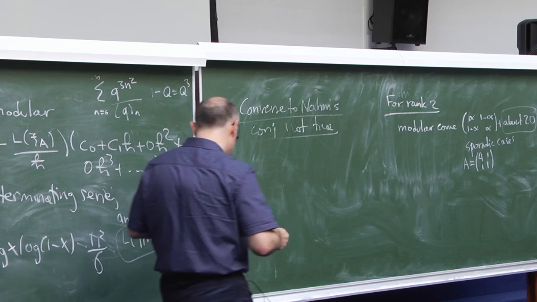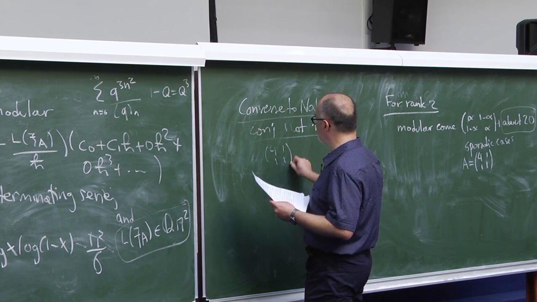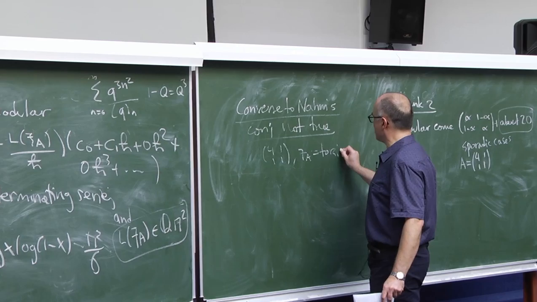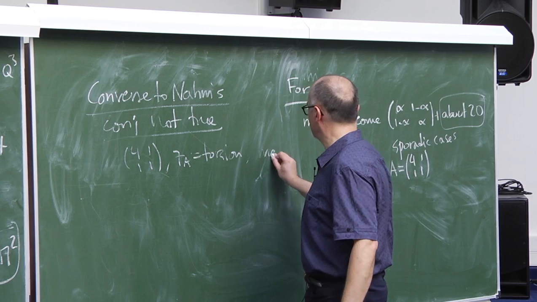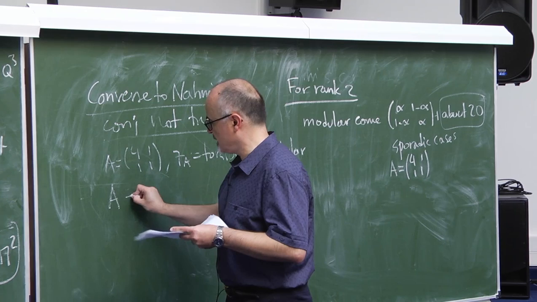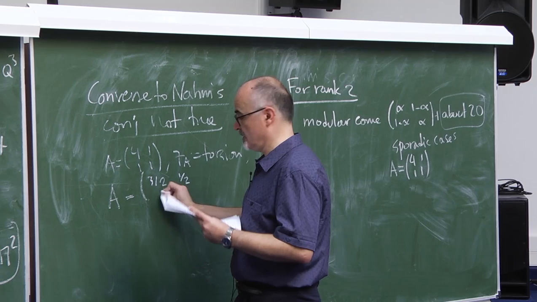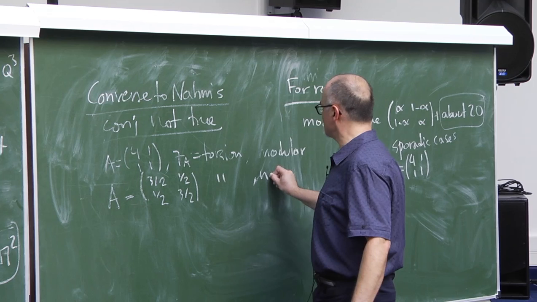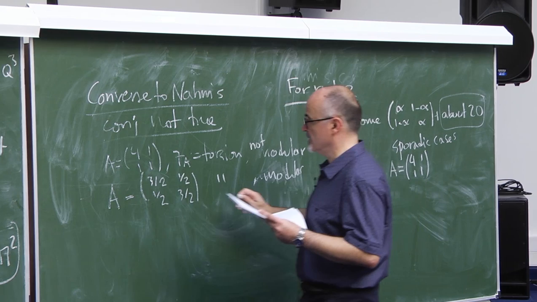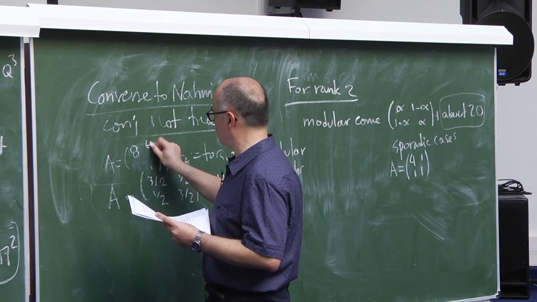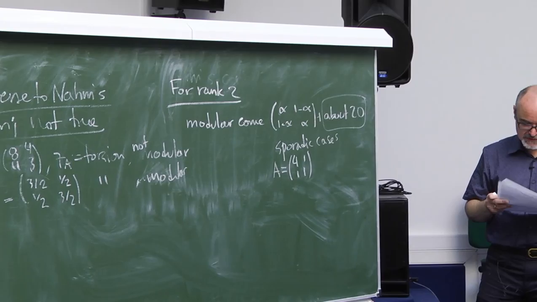So for the case 4, 1, 1, 1, you get a torsion element, which is a series which is actually modular. But for another example, of A equals not any, but 3/2, 1/2, 1/2, and 3/2. This is a torsion element, but it is not modular. Actually, here it's not, and here it is, and I have to change my numbers. 8, 5, 4, 3. Okay, so the converse is really not true.